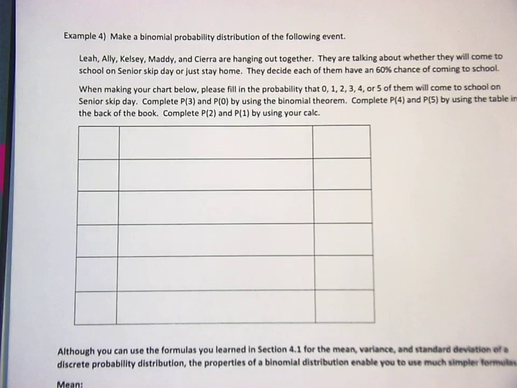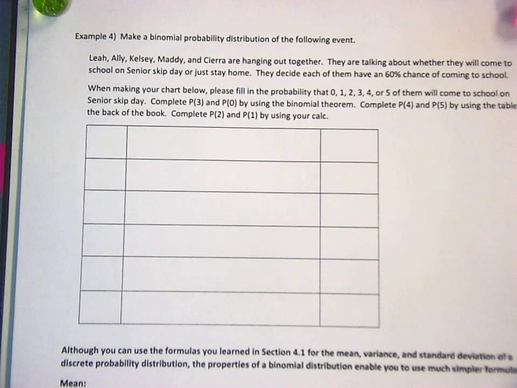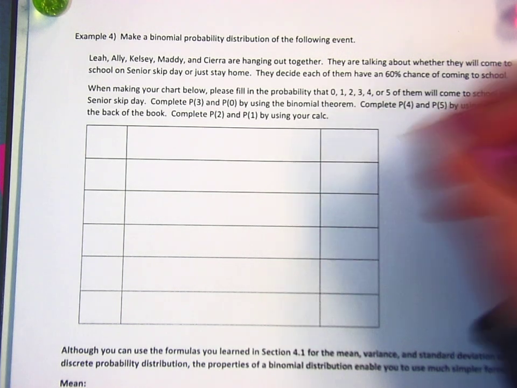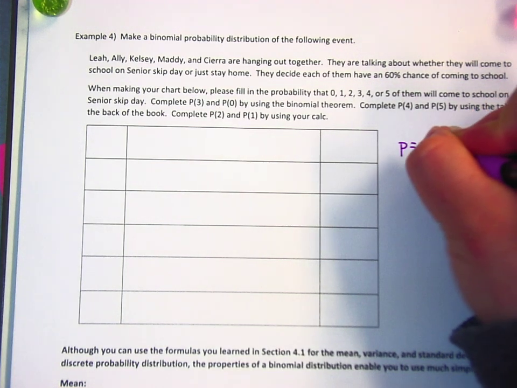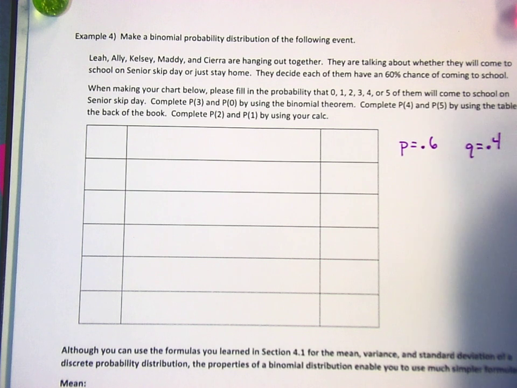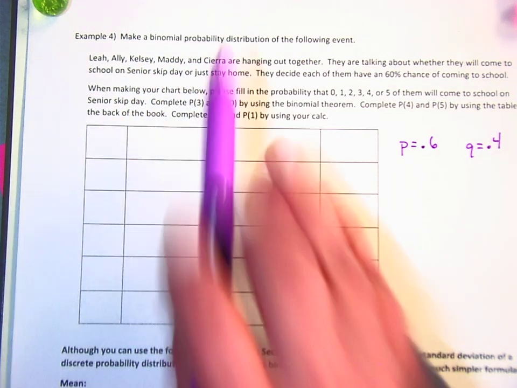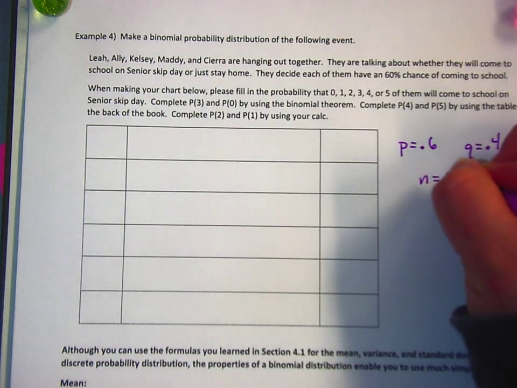You get to try example 4. Leah, Allie, Kelsey, Maddie, and Sierra are all hanging out together. They're talking about whether they're going to come to school on senior skip day or stay home. They decide they have a probability of 60% chance of coming to school. So the probability of success is 0.6. Probability of failure is 0.4. And we are doing 1, 2, 3, 4, 5 girls, so 5 trials.